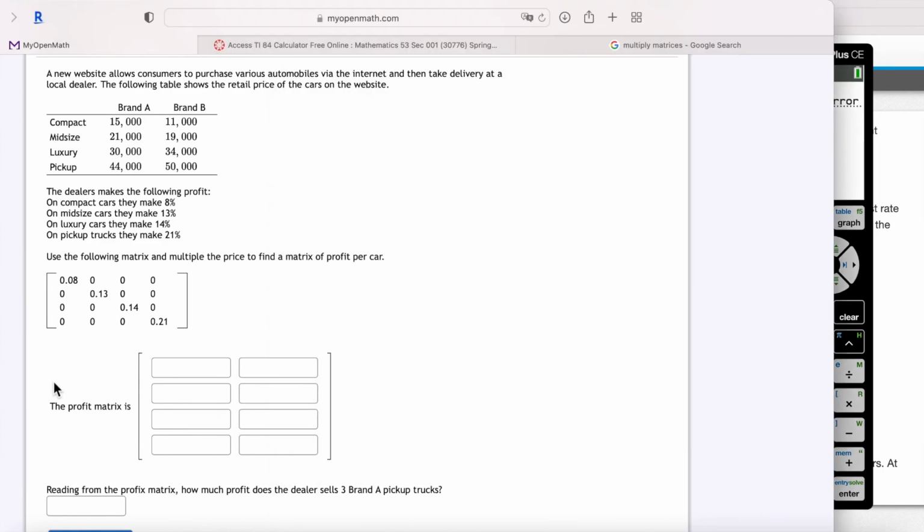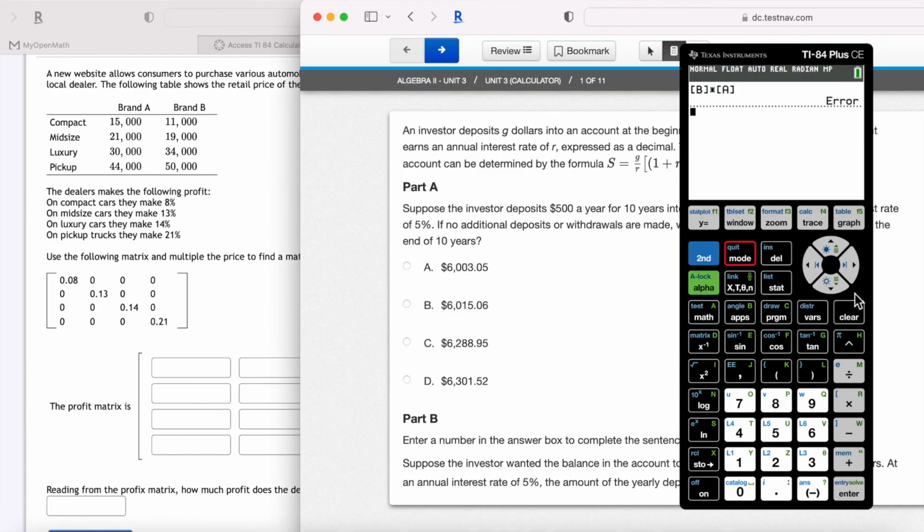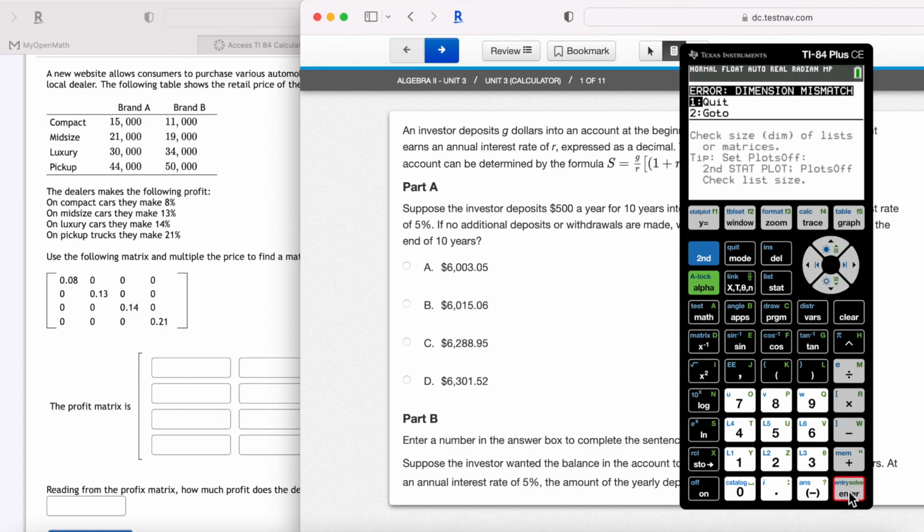Alright, so to find the profit, we need to take the price of the car times the percentage of the profit. So now, we need to take the product of the 2 matrices. Is it possible for me to take matrix C times matrix D or matrix D times matrix C? Alright, so go back here, let's test it out. So if I take matrix C times matrix D, error that says dimension mismatch.